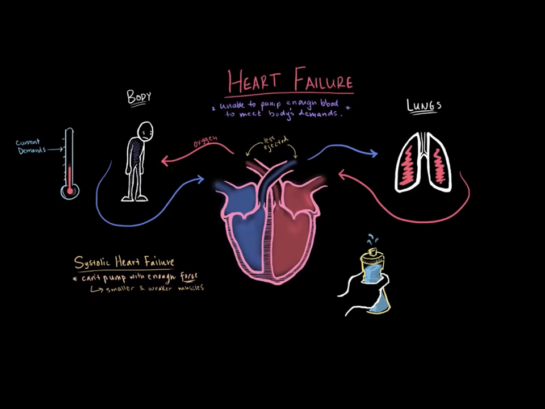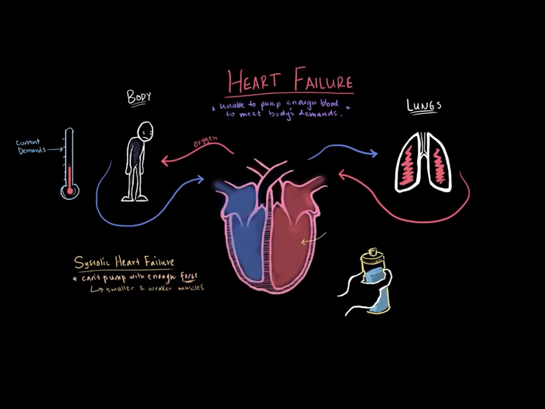You probably noticed this heart has these enlarged looking lower chambers, and at the same time it has this really thin muscle wall. And these are really characteristic traits of a heart with systolic failure. And these small muscles make it really hard for it to pump blood to the body.